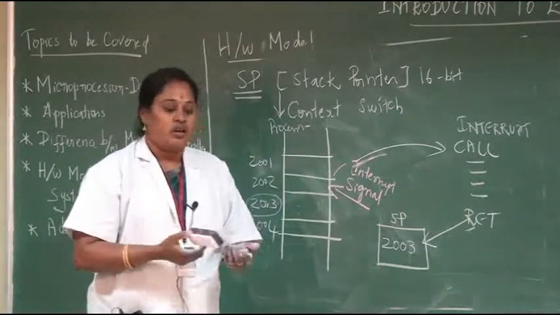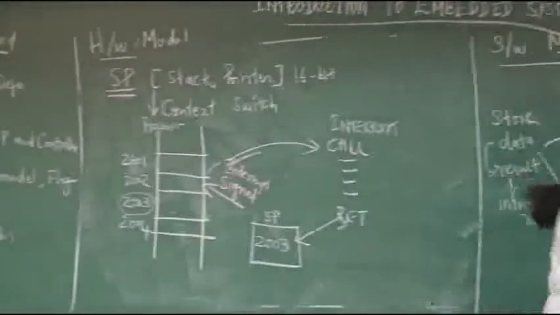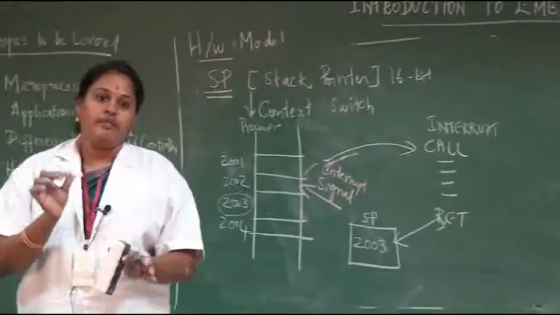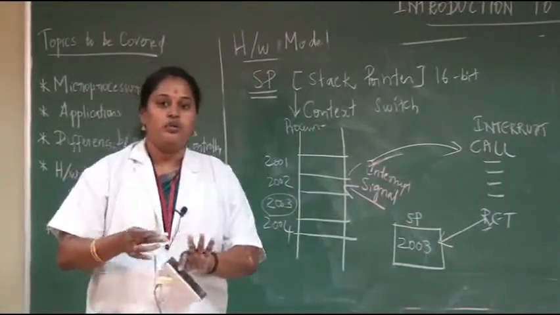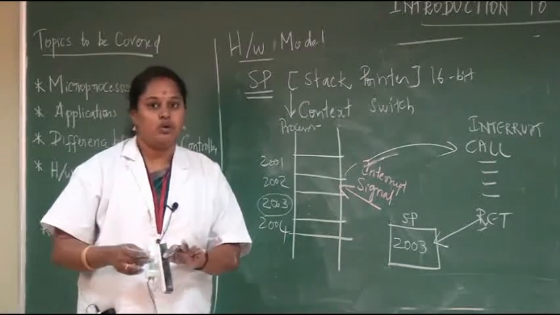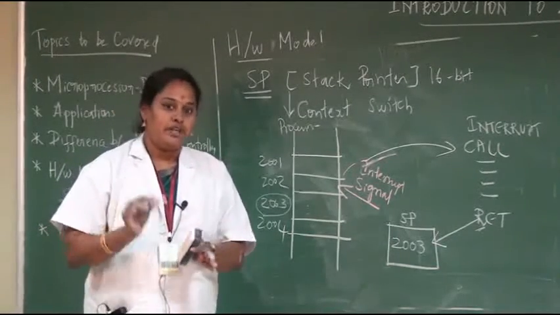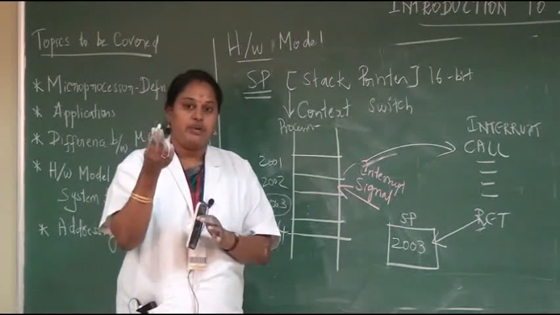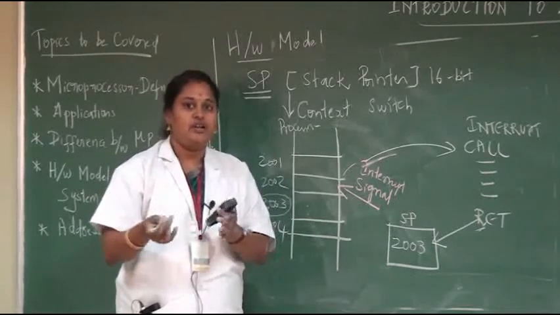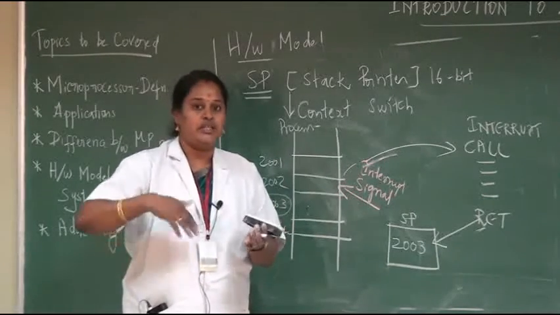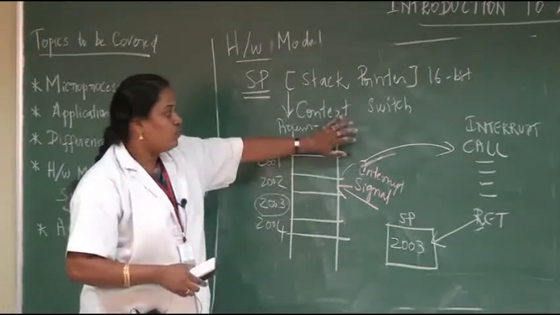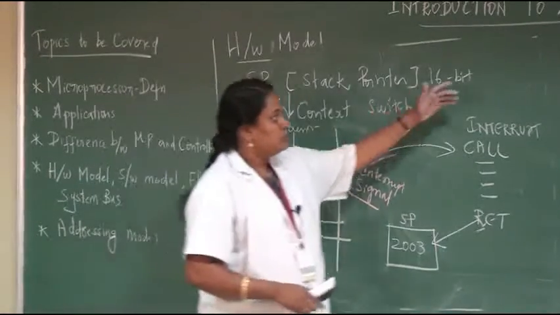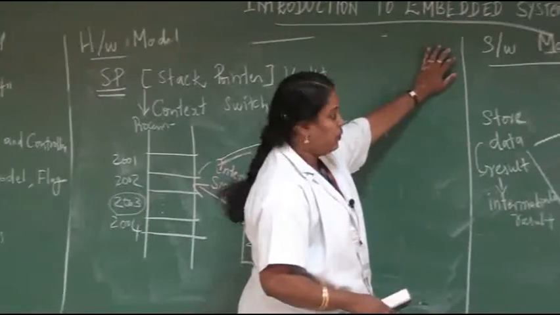Suppose we are reading a book and studying during our examination, and we receive a phone call. What do we do? We keep our pencil or pen within the book, close the book and attend the call. After attending the call, we treat that pencil as a stack pointer. We look at where the pencil is kept, open that particular page and continue our reading. That is the analogy for a context switch. That is the role of the stack pointer, which is a memory pointer. So this is about the software model of a processor.